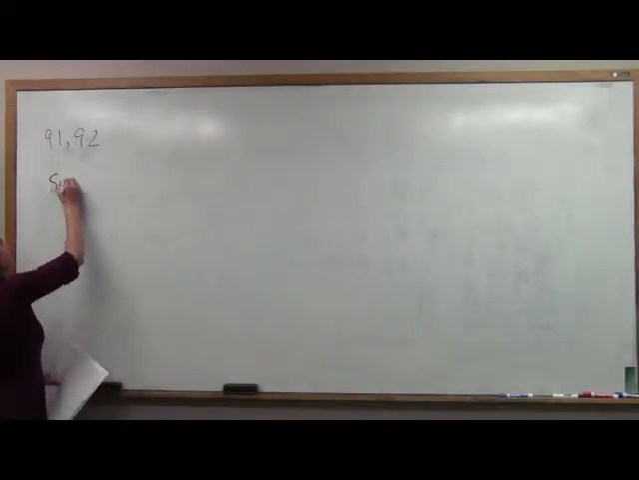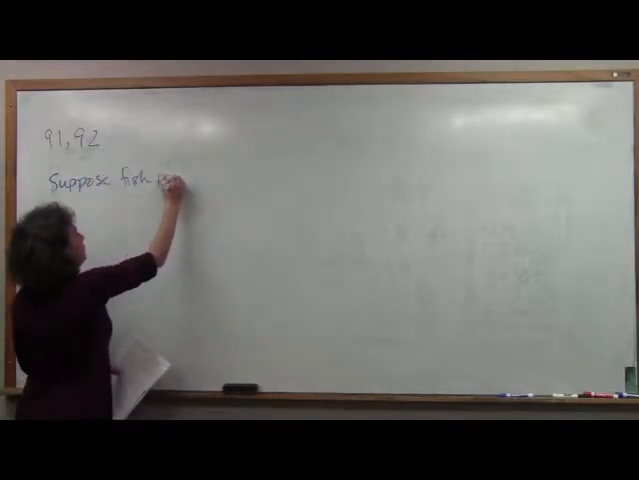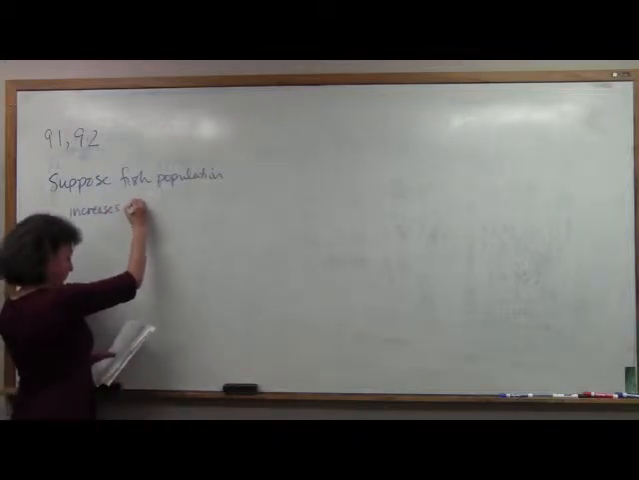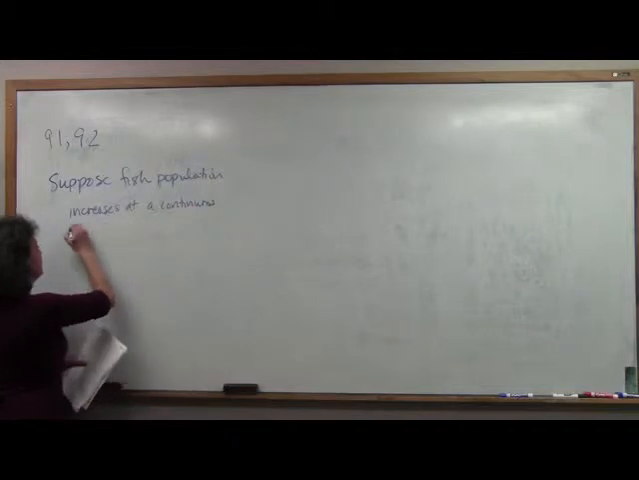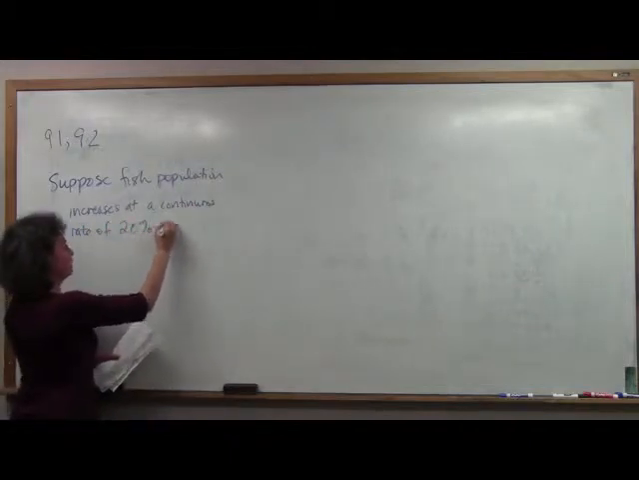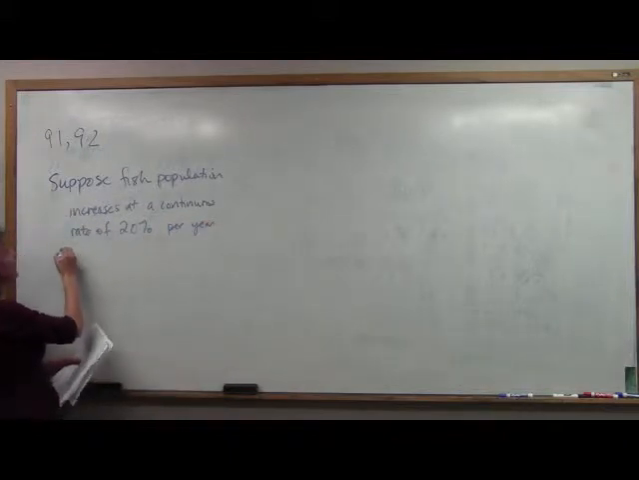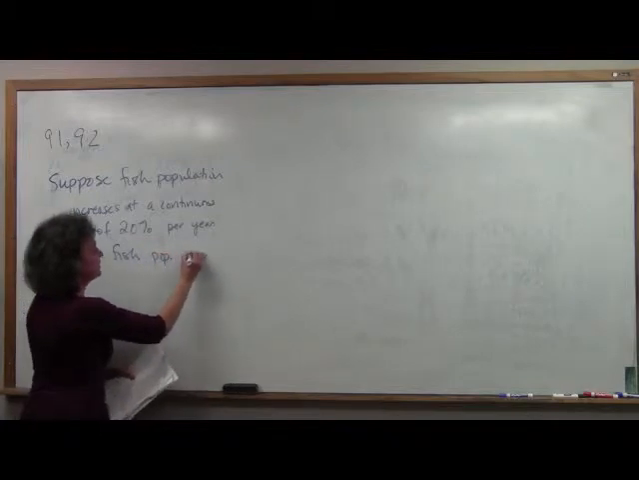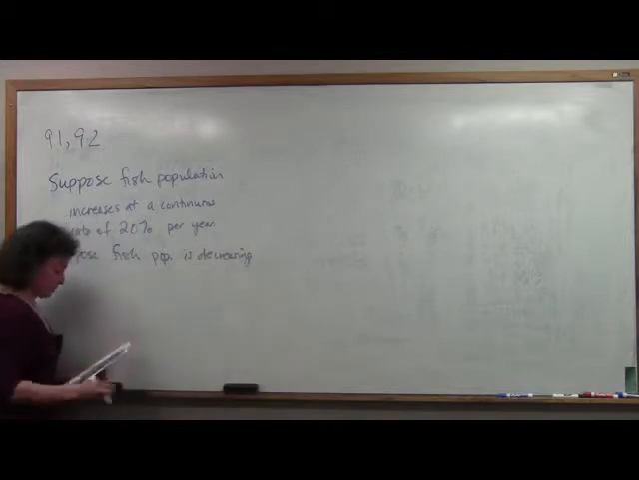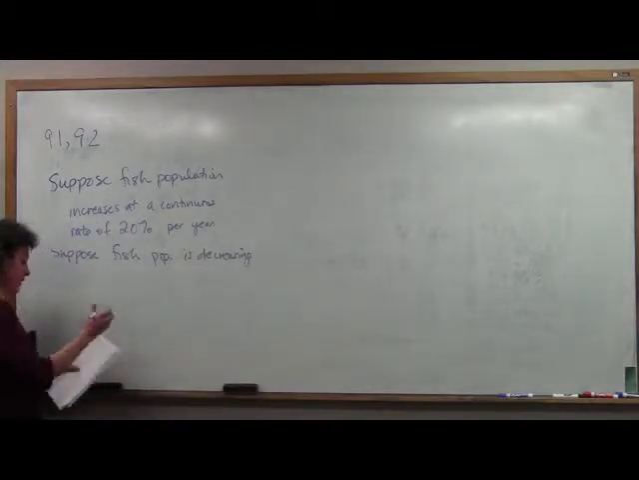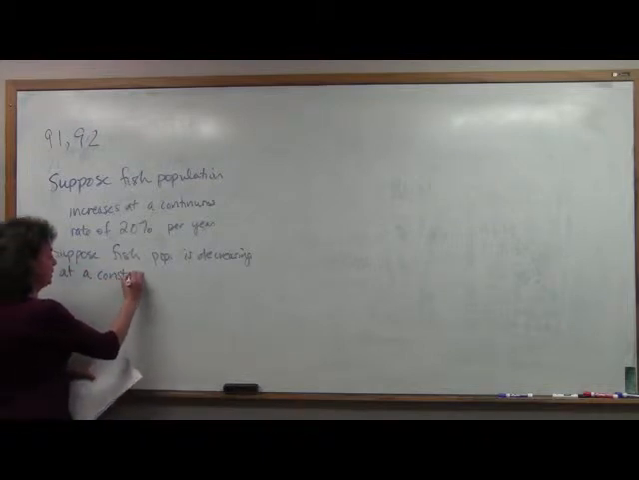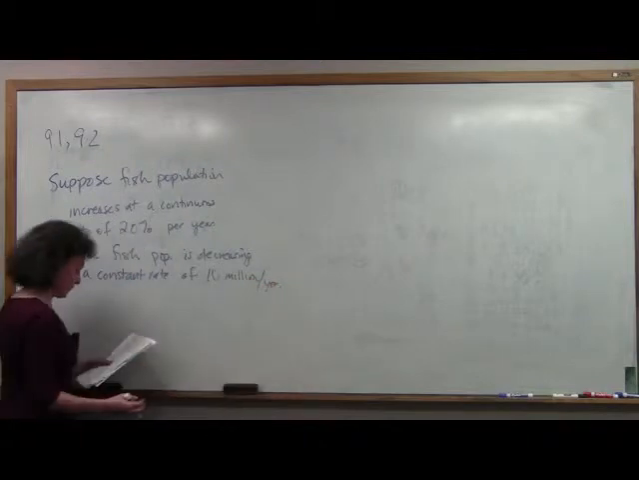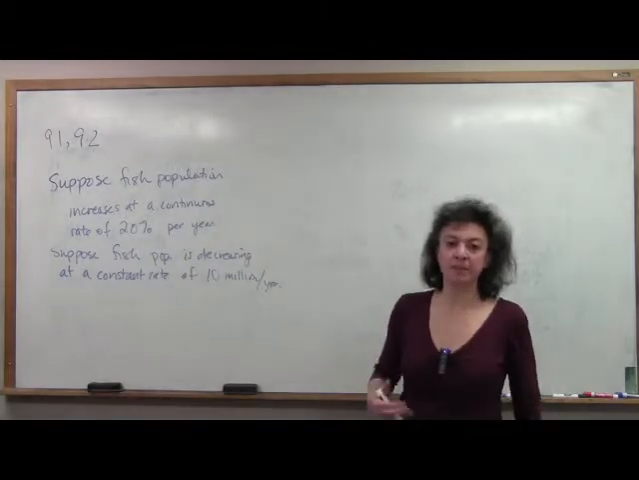So let's suppose we have a fish population, and our fish population increases at a continuous rate of 20% per year. And further, suppose the fish population is decreasing due to fish being harvested, caught, or just dying, let's say, at a constant rate of 10 million per year. And what we want to know is, how does the fish population change with time?